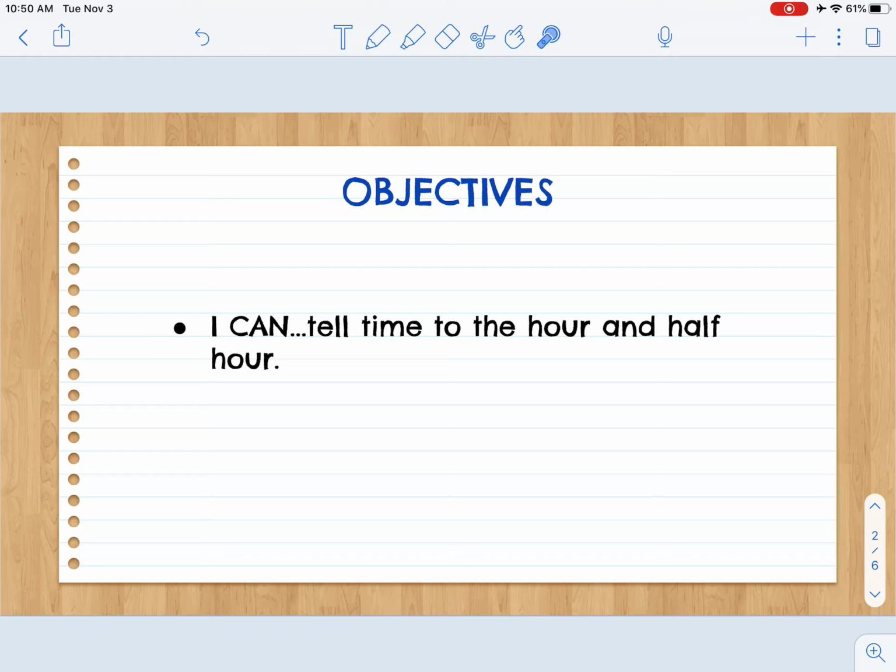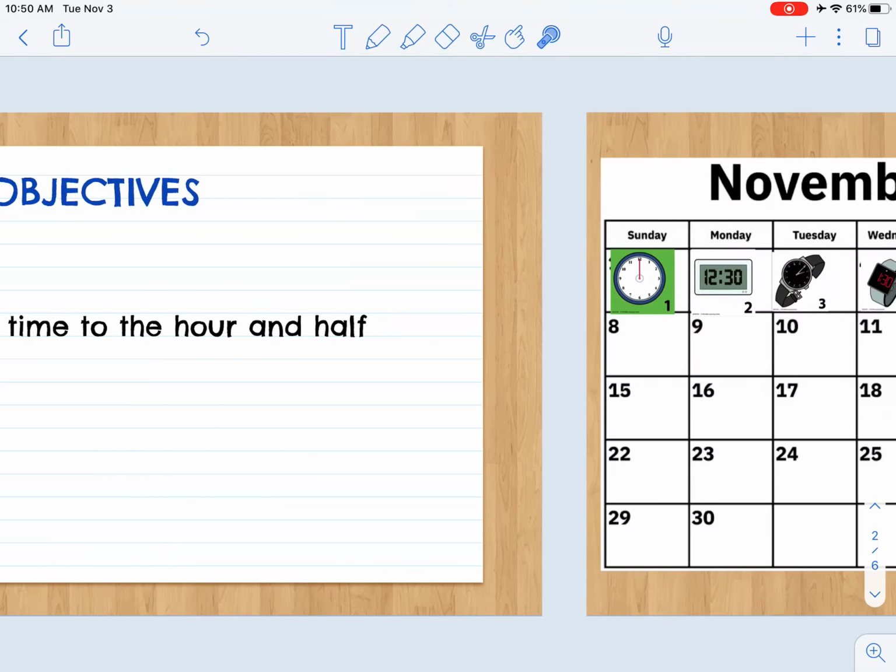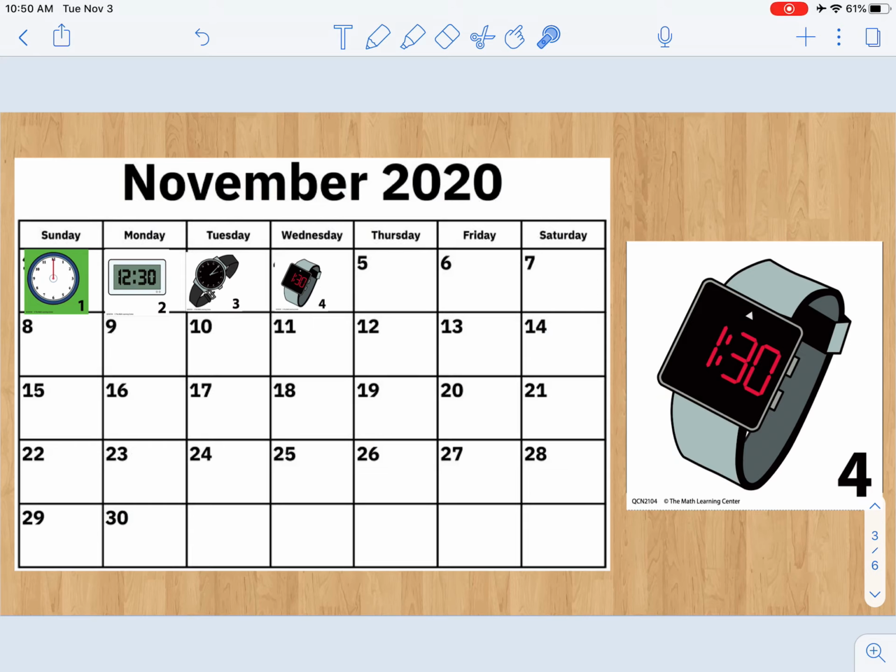It's our first day of our November calendar. So exciting. I can't wait to see the new cards and patterns. Let's look at our objectives for today. We're going to focus on telling time to the hour and half hour. So let's take a look at our calendar grid and take a look at some of our new cards.